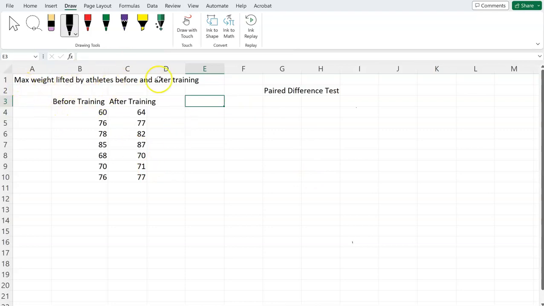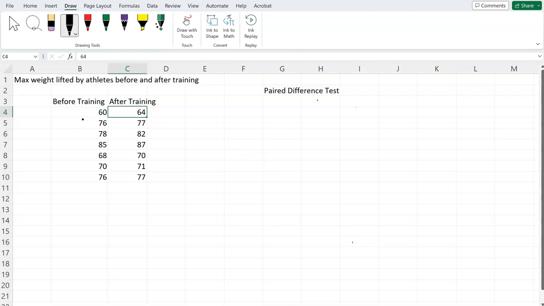Let's say that before a certain regimen change, this is the maximum weight people could lift. There are 7 athletes training, and after that training, this is the maximum weight they could lift. We would like to know, is there a difference in the maximum weight that they could lift?